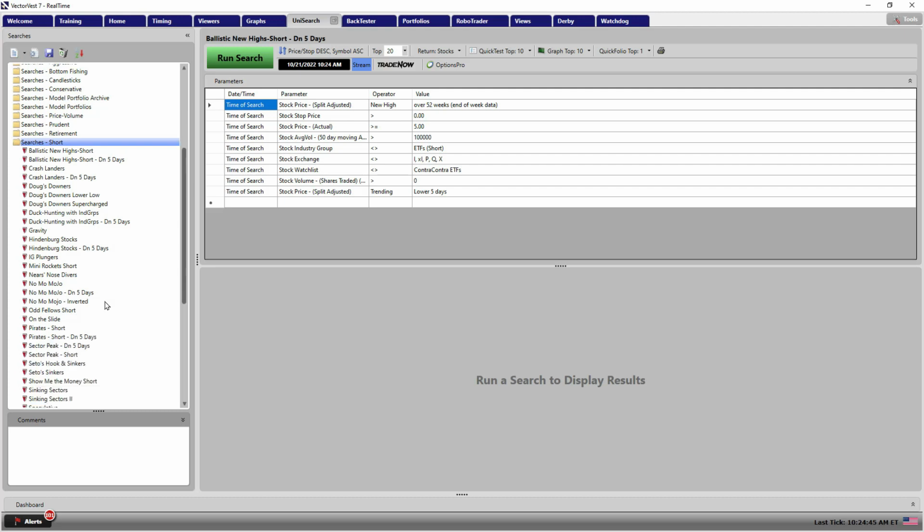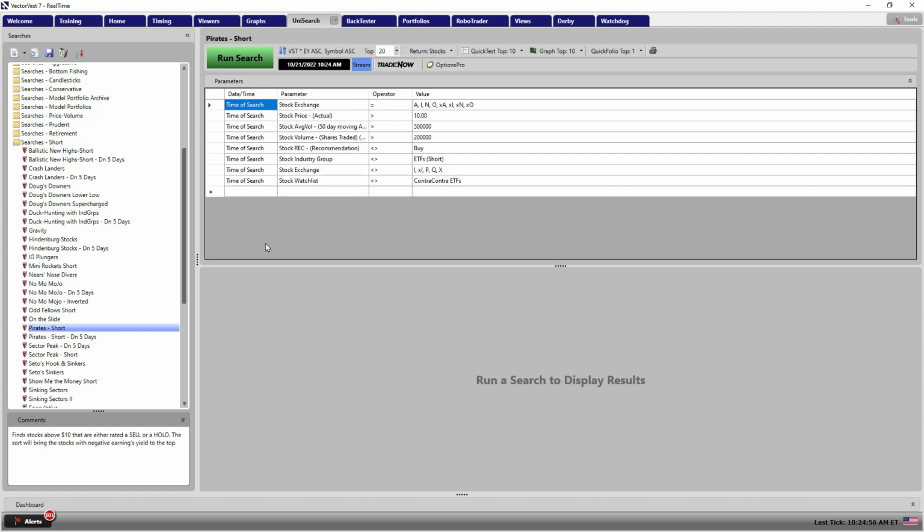So one of my favorite scans is actually Pirate Short. So let's take a look at Pirate Short. Let's just run a current scan and take a look at what that gives us. So Pirate Short. And I'm just going to take that default scan and let's go ahead and run that search.